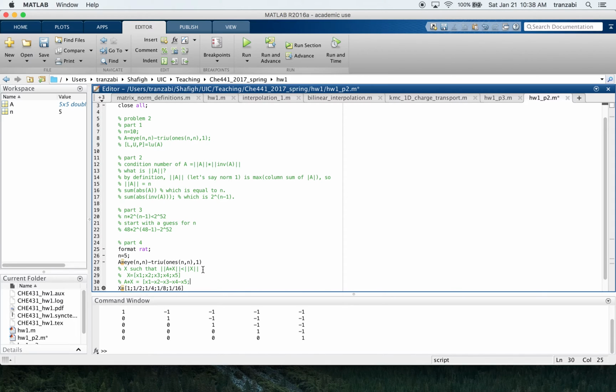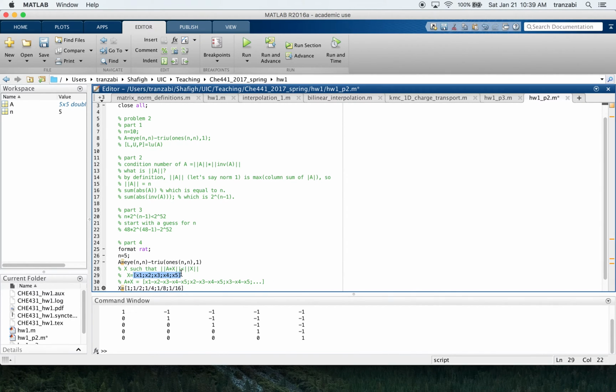So this is the first element. The second element would be x2 minus x3 minus x4 minus x5. And the next one would be x3 minus x4 minus x5 and so forth. I guess you can easily do elements 4 and 5. Now, I want the norm of this vector to be less than the norm of x.